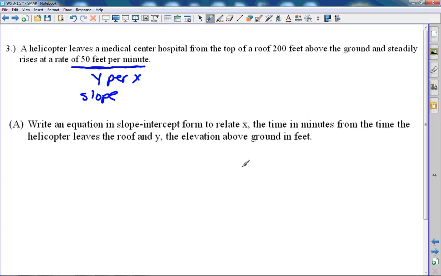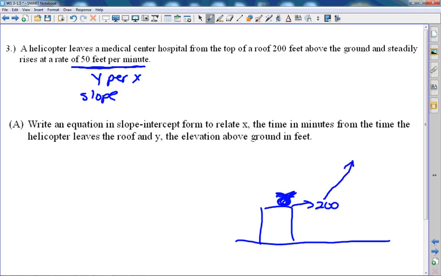Well, wait a minute. Where did this helicopter start from? Because if I really thought about it, here's my picture. The helicopter's up here. This is 200 feet above the ground. Then it takes off and steadily goes up. So what's happening here? I've got this 200, that's my Y-intercept. That's my starting point.